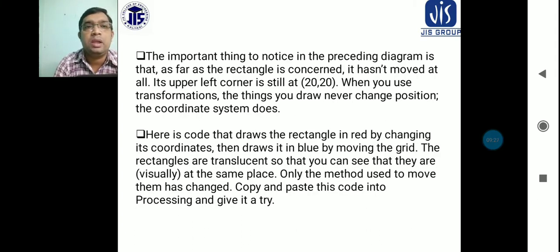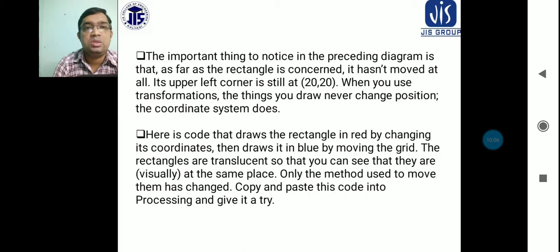The grid is moved from the first position to the last position, and the rectangles are translated, so you can see that they are visually at the same place. Only the method used to move them has changed.